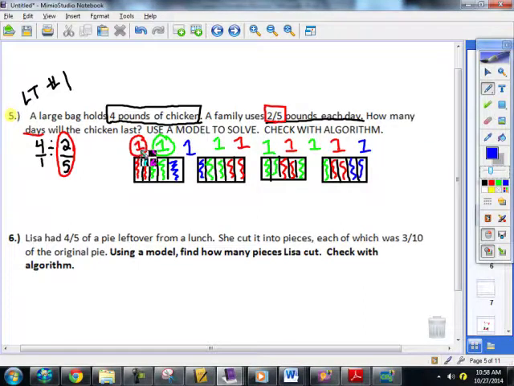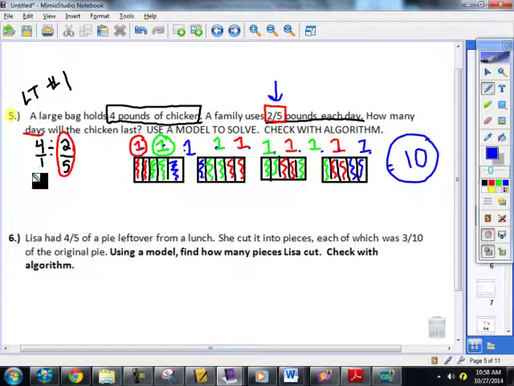So how many days total? 1, 2, 3, 4, 5, 6, 7, 8, 9, 10. So I know that that 4-pound bag of chicken is going to last 10 days if that's how much I use each day. Now, that's great that you found the answer with the model.